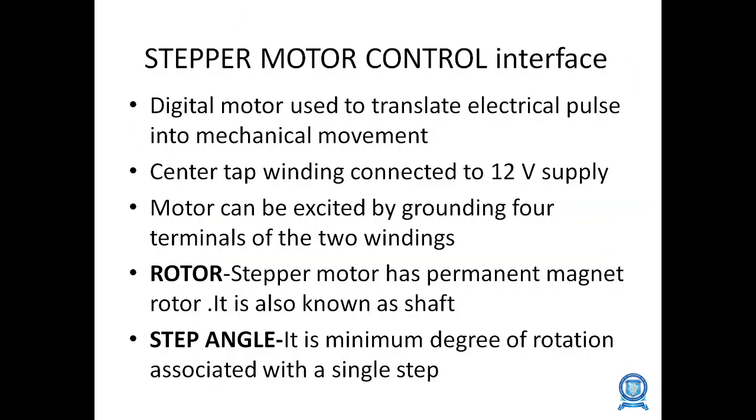Stepper motor control interface. The stepper motor is used to translate electrical pulse into mechanical movement. The center tap winding is connected to 12 volt supply, and the motor can be excited by grounding four terminals into windings. The rotor is a stepper motor having permanent magnet rotor. It is also known as shaft, and the step angle is the minimum degree of rotation associated with a single step.